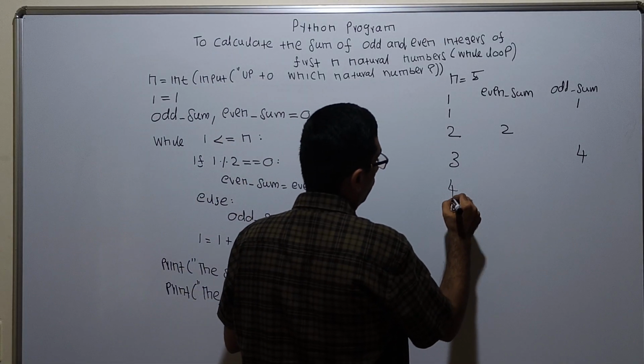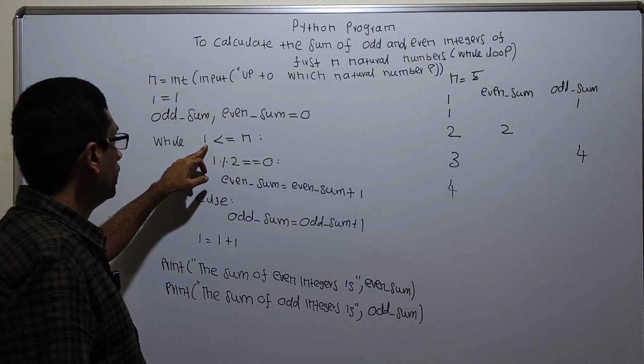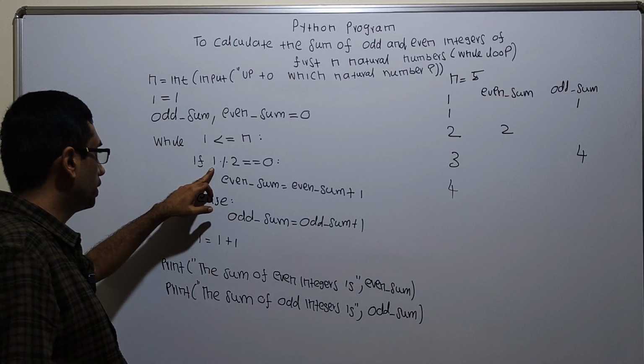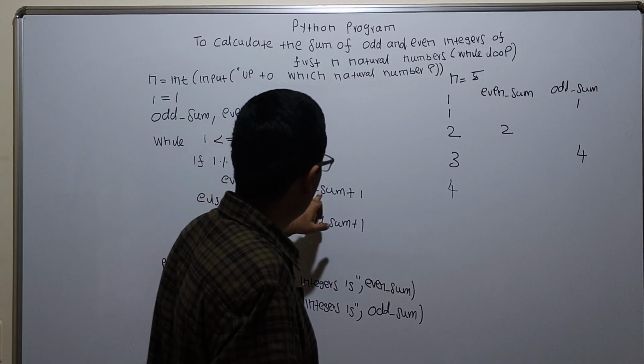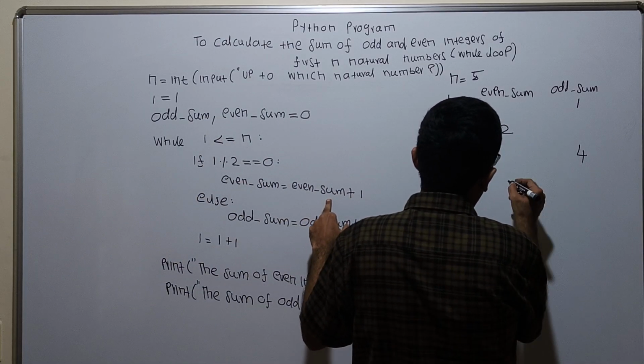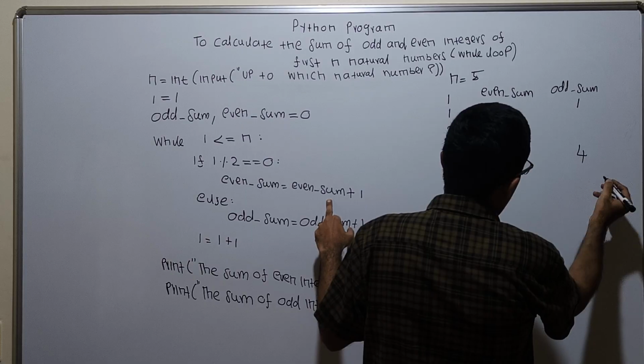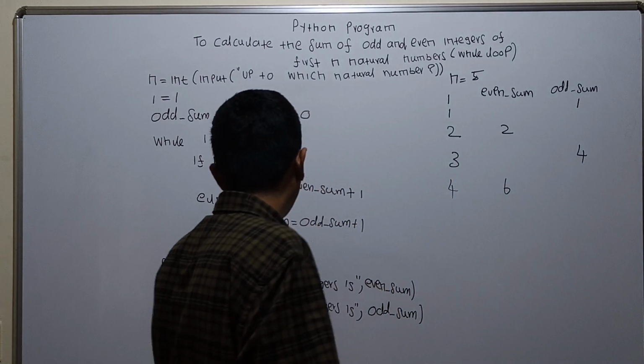I becomes 4 now. 4 less than or equal to 5. This is true. We'll come here and check 4 modulo 2. The remainder is 0. It will add it with the existing value of the even sum. So the existing value is 2. 2 plus 4 equal to 6. Here we'll have the value 4 only. Next, I equal to I plus 1.